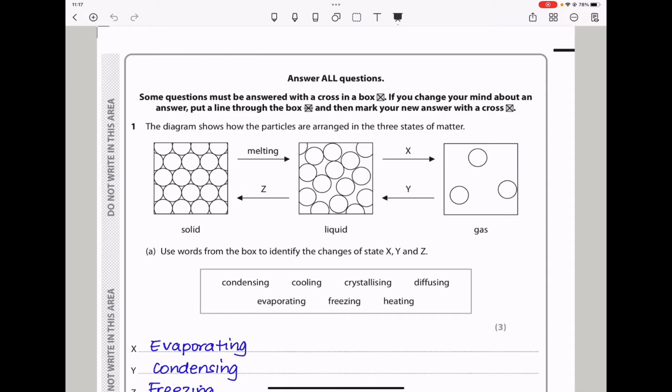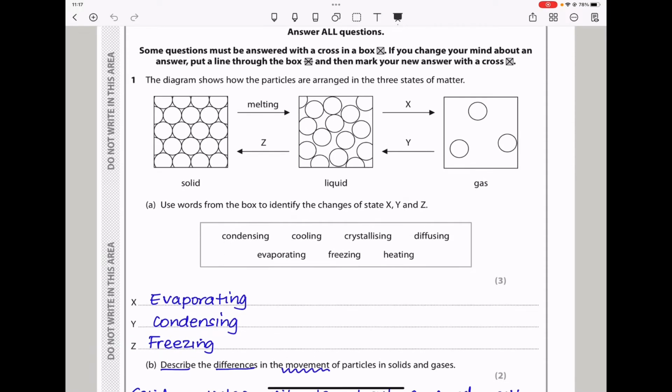Question 1. The diagram shows how the particles are arranged in the three states of matter. So we can see the solid state, liquid state and gaseous state. Then they say, use words from the box to identify the changes of state X, Y, and Z. So we're using the words from here.